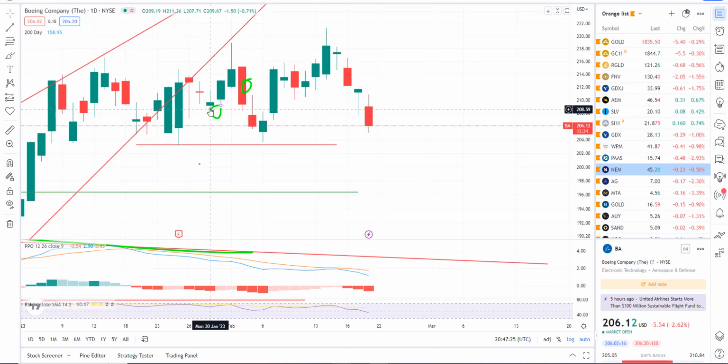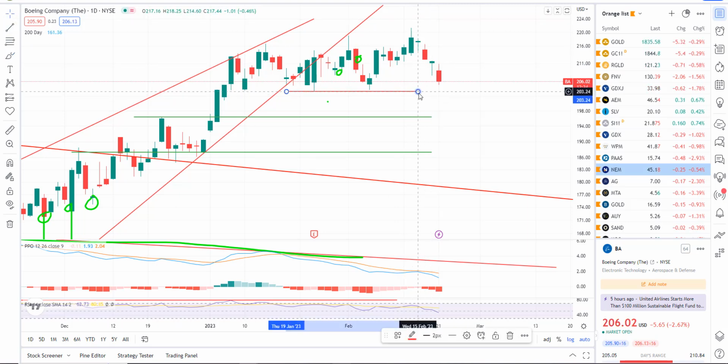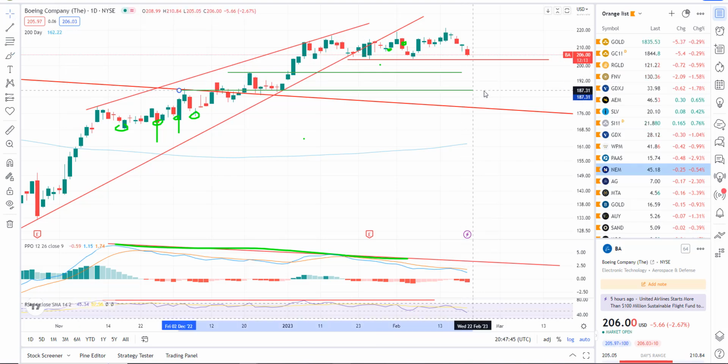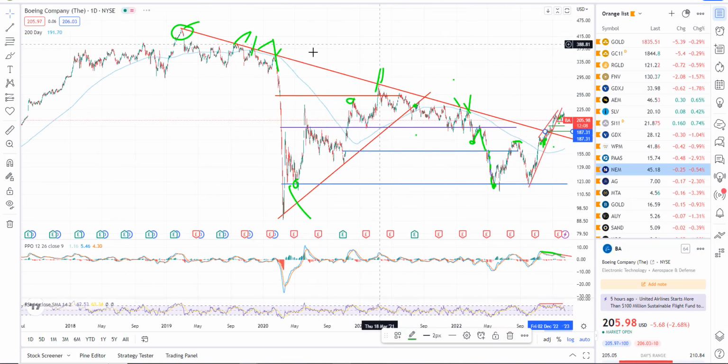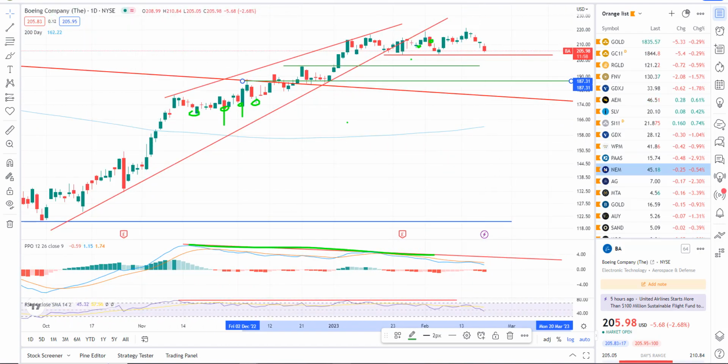Boeing, very much like CAT, is just drifting sideways to down. I would expect, if we take this level out, about 203, that should open it up for more downside. Likely going to sell down to right about this 187 level. I can see a couple reactions right in there, and then potentially a back test of this downward trend line, coming off your all-time highs, or your most recent highs back in 2019. A back test of that trend line would make a lot of sense as well.